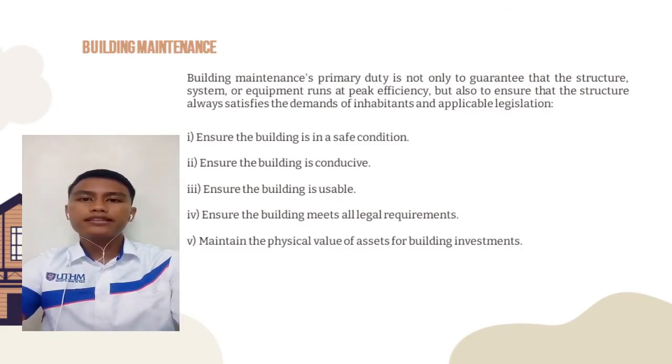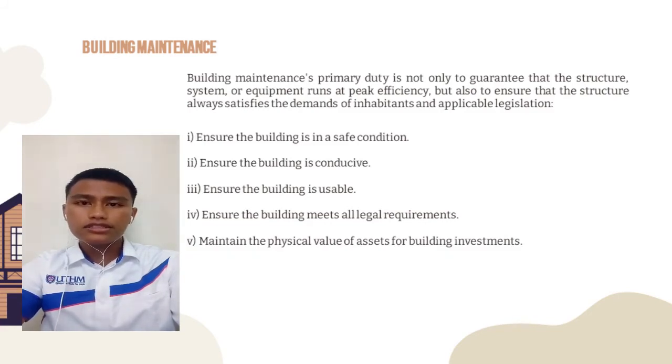Next part is building maintenance. Building maintenance's primary duty is not only to guarantee that the structure, system or equipment runs at peak efficiency, but also to ensure that the structure always satisfies the demands of inhabitants and applicable regulations. First is to ensure the building is in a safe condition. Second is to ensure the building is conducive. Third is to ensure the building is stable. Fourth is to ensure the building meets all legal requirements. And lastly is to maintain the physical value of the asset for building investment.